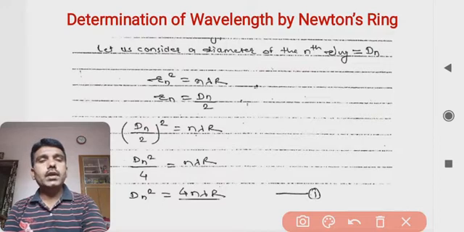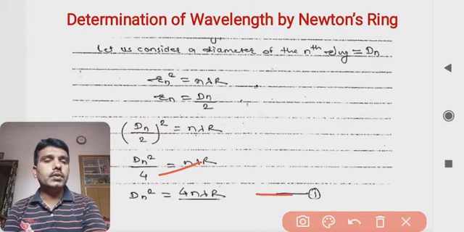And if we are squaring this, then we will get Dn square by 4 is equal to n lambda R. And if this 4 goes to the right side, then it will become Dn square is equal to 4 n lambda R. So this will be equation number 1.